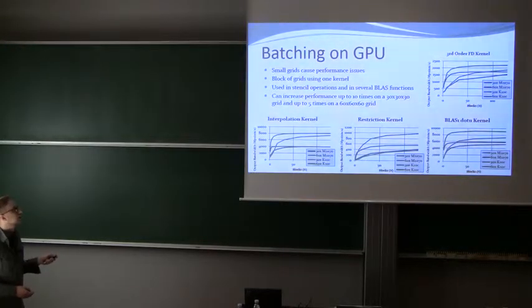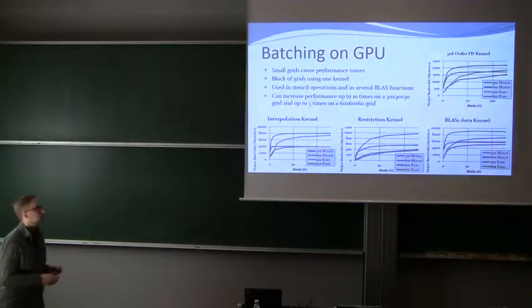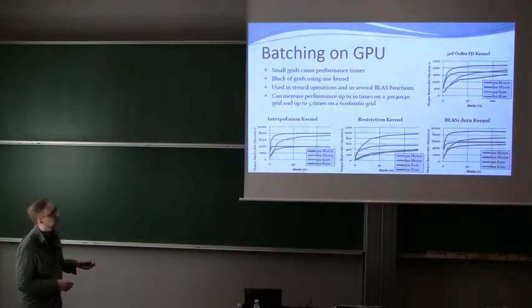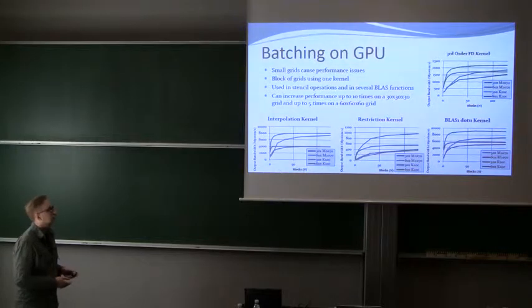This can increase the performance a lot on most of these kernel operations and several of the larger kernels like the dot product kernel. Especially on small grids, it can have something like a 5 to 10 times performance benefit.